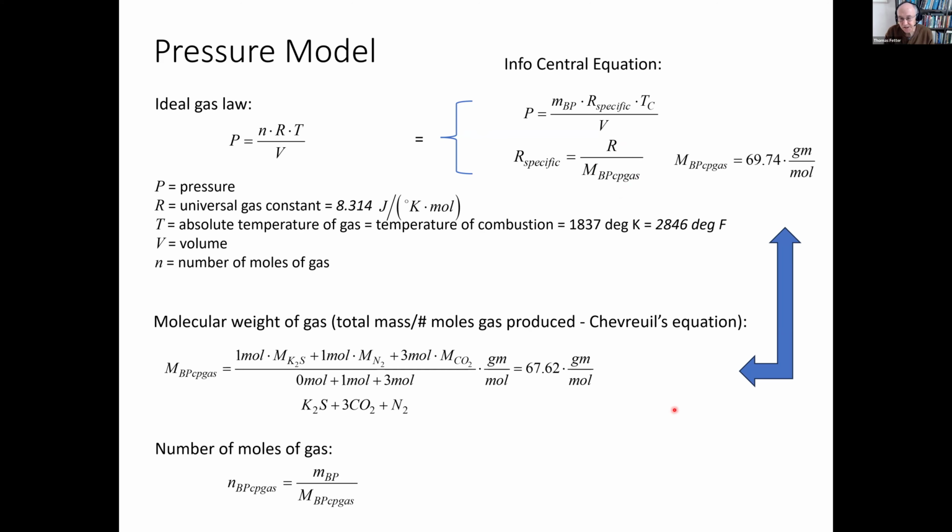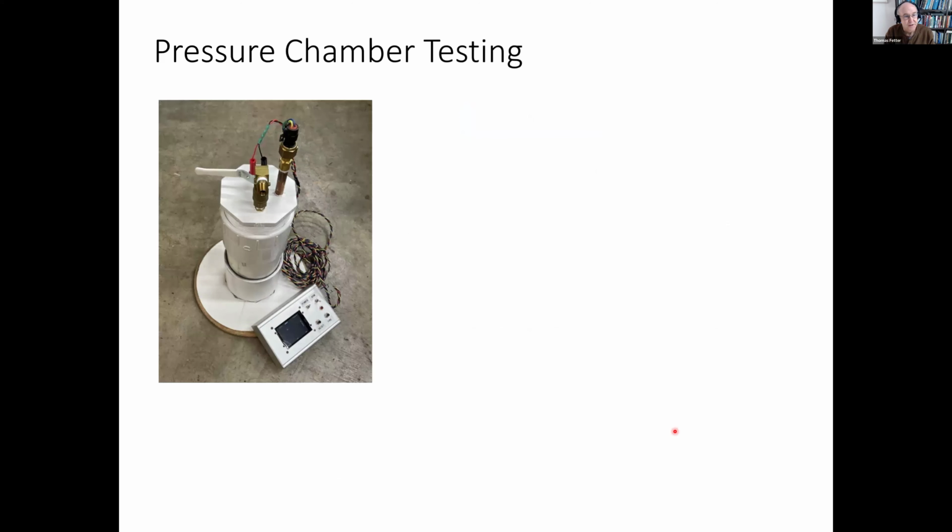Now we need to do some testing to verify this model. So to do the testing, I built a pressure chamber from a piece of 4-inch diameter, 12-inch long PVC pipe. It has a Honeywell commercial pressure sensor on it, which has an analog output. And to record that output, I built an Arduino-based data logger that plots the pressure in real time and also logs the data to a micro SD card so that you can later pull it into a spreadsheet and plot the results.